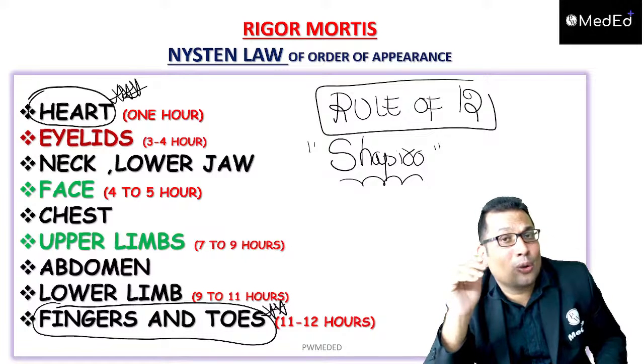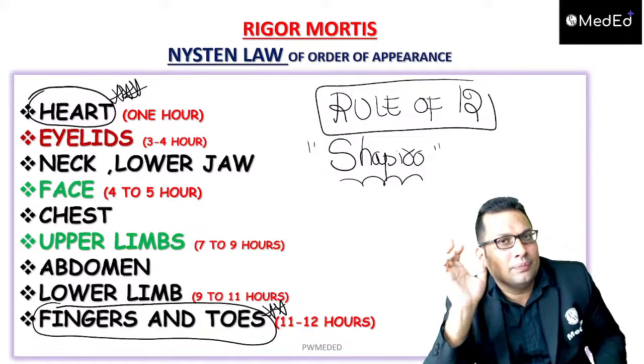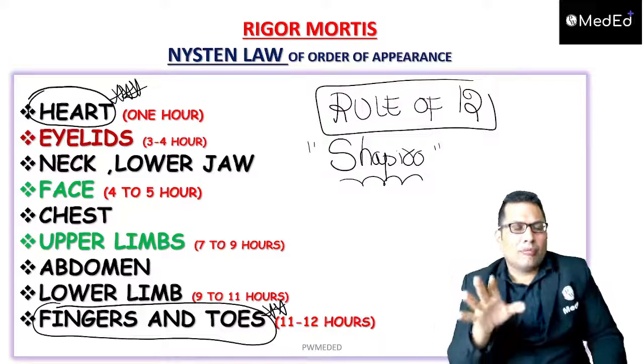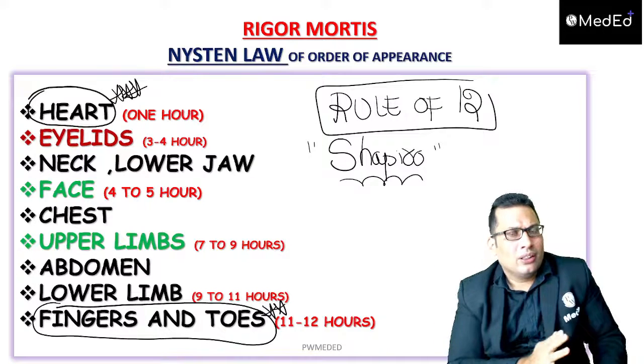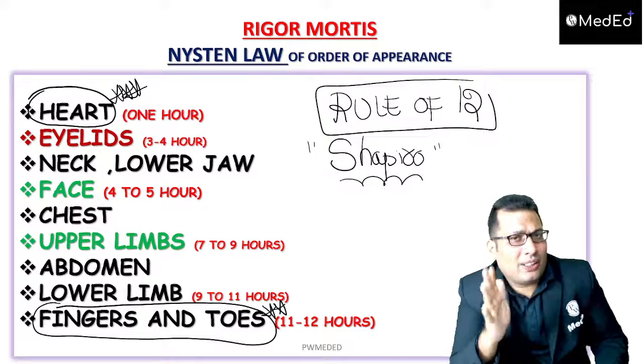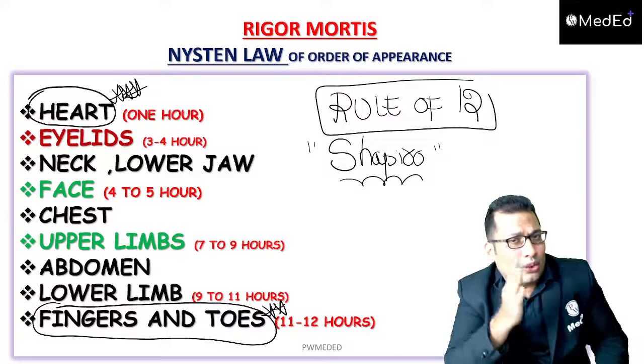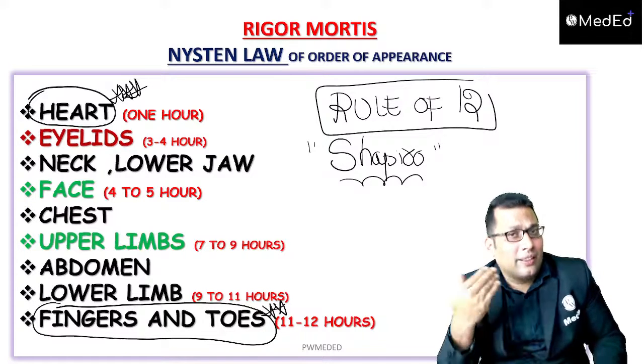Cadaveric spasm is also known as cataleptic rigidity. So rigor mortis is a very important topic. You need to spend at least 15 to 20 minutes to study all the postmortem changes, and you need to revise.